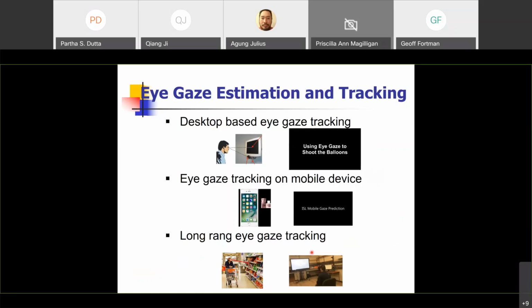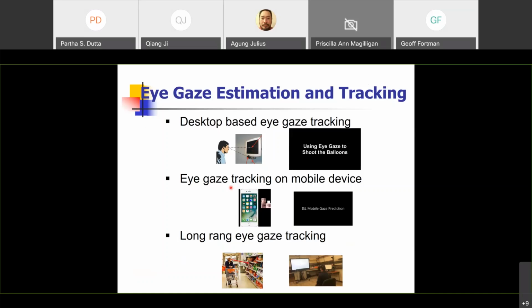Another important area in my group is eye tracking. Basically, we want to estimate the eye gaze. Eye gaze is the line of sight of a person. We want to know where the person is looking. Over the years, we have developed different eye tracking techniques. For example, desktop-based eye tracking: with people sitting in front of a console, we are able to estimate where a person is looking on the screen.